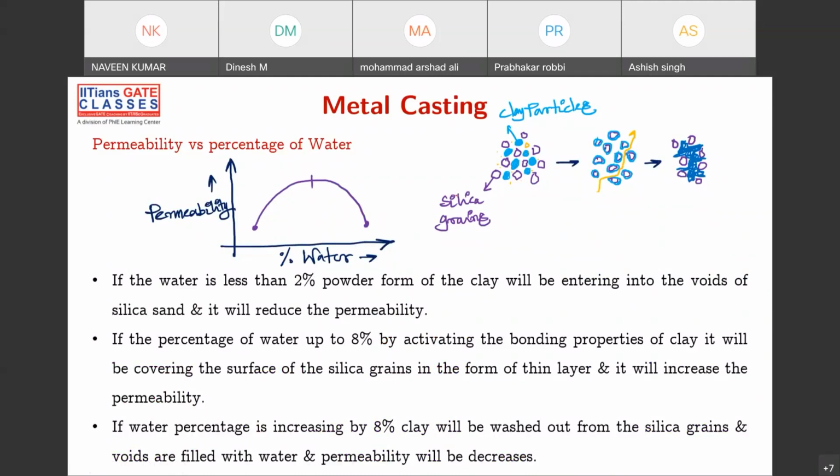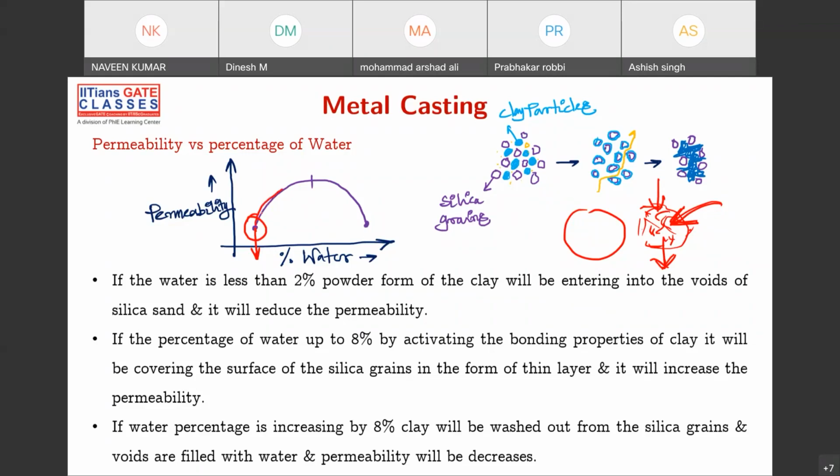Let's say you have taken sand like this, and you added a little bit of water. Initially, there will be some kind of stickiness. Because of that stickiness, air cannot pass properly. That's the reason why permeability is less when you have a low percentage of water.